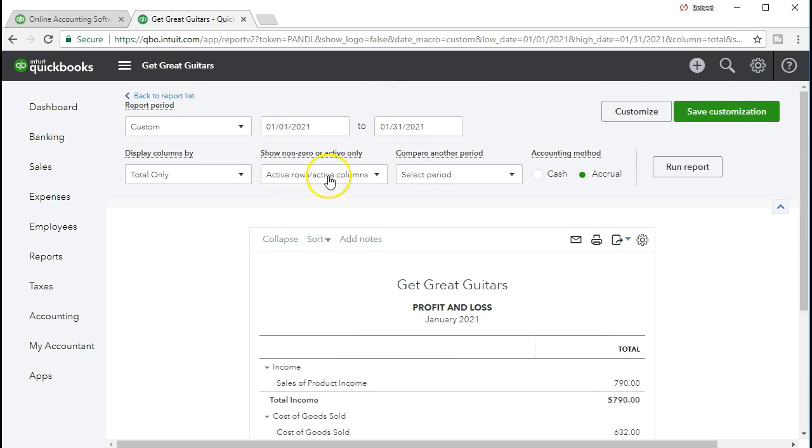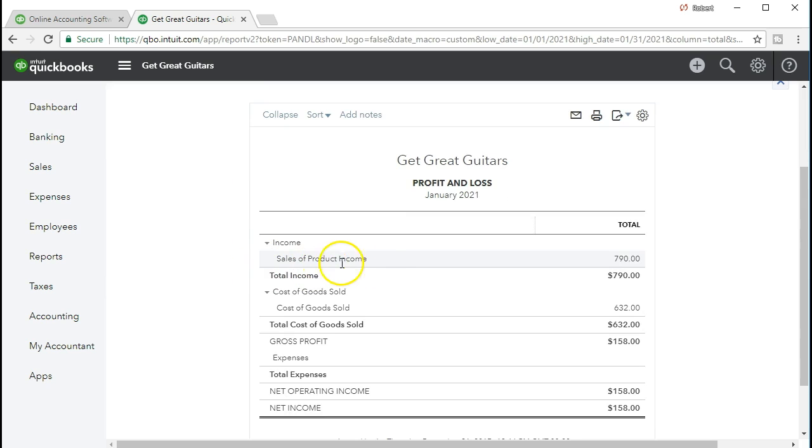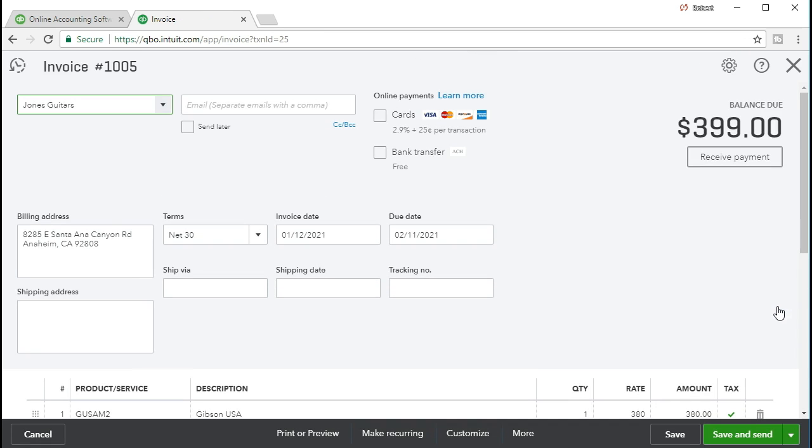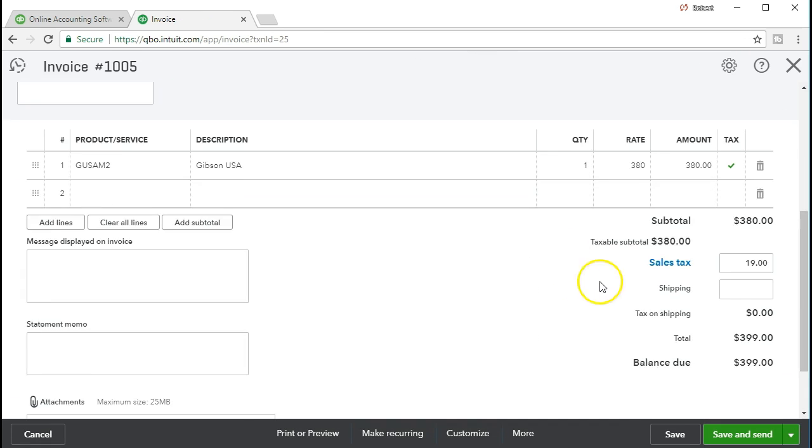So for the month of January and the year we're working in, 2021, we have the sales of product income. That's going to be the sales items. That's the default. We're going to select that item, 790. And there we have our two invoices. This one was for Jones Guitar, 380. If we select that item, then we have the 380. Note that's this amount, the sticker price, not the full amount, including sales tax. The difference of sales tax, $19.